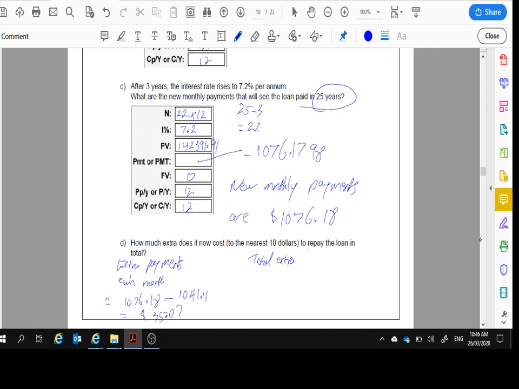So the total extra paid equals 35.07 times 264, because 22 times 12 gives us 264, and that's how many extra payments he makes. That equals 9,258.48. It says to the nearest $10, so I'll round this up to $9,260.